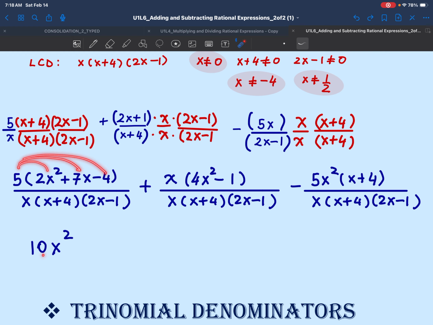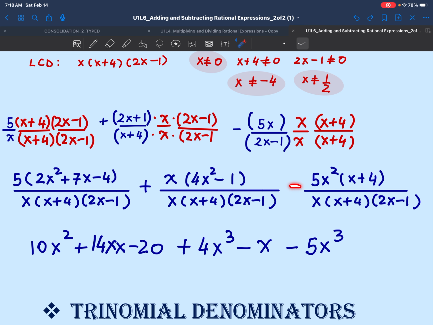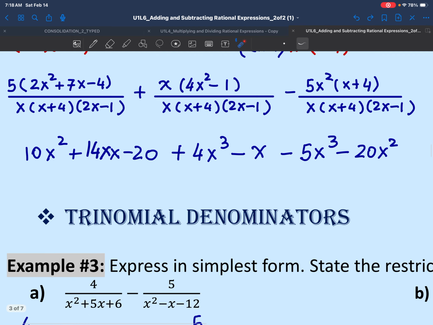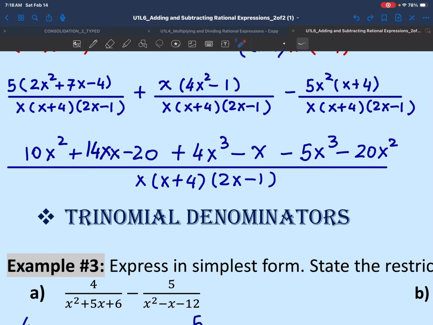10x squared plus 14x, and then minus 20. And next we'll have the product x times 4x squared, 4x cubed minus x, and then we have minus 5x cubed. Now remember this negative sign in here, we'll multiply this x, and then plus 20x minus 20x squared. Now remember this sign will apply to both multiplications, and that's the reason why we get two negative terms in the expansion, and everything will be under x plus 4, and then 2x minus 1.